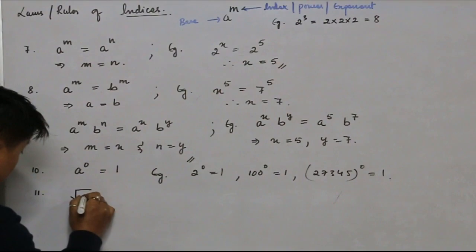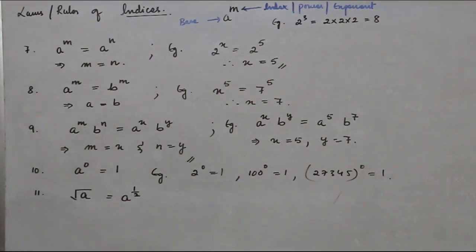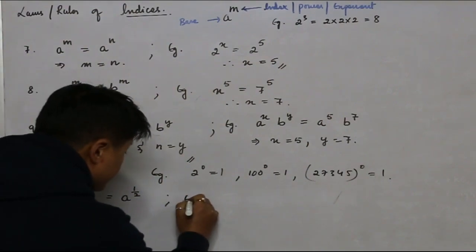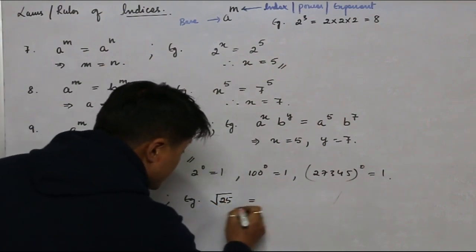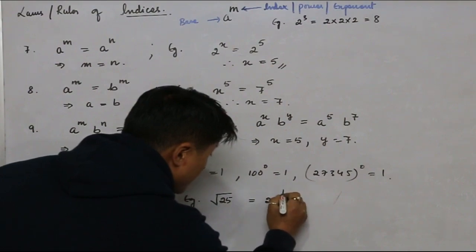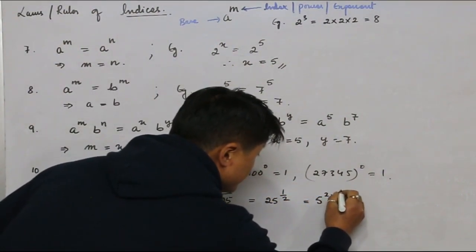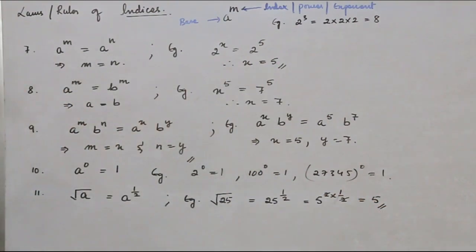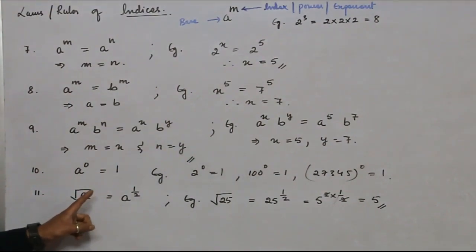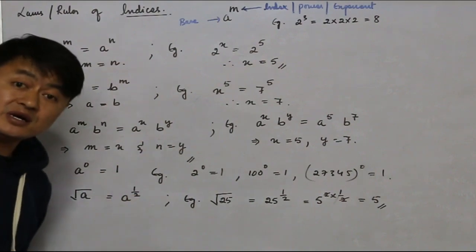Okay, 11. Root under a can be written as a to the power half. When we write root, this means the power is half. Just an example here, root under 25. This means 25 has the power half, and 25 is 5 squared, so 5 squared into half. This gets cancelled, then we have 5. So we just have to understand that when any number is written under root, it has a power and the power is a half.